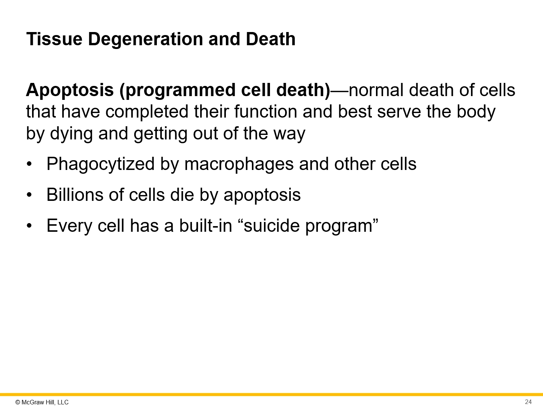So cells that are dying from apoptosis will be phagocytosed by macrophages and other cells, and they'll get broken down, and their cell parts will actually be reused. They'll get broken down into their carbs, proteins, fatty acids, and nucleic acids, and they will be used to build new cells and new cell parts. Every single cell has this built into their DNA. Billions of cells die by apoptosis, and every cell has this built-in suicide program.